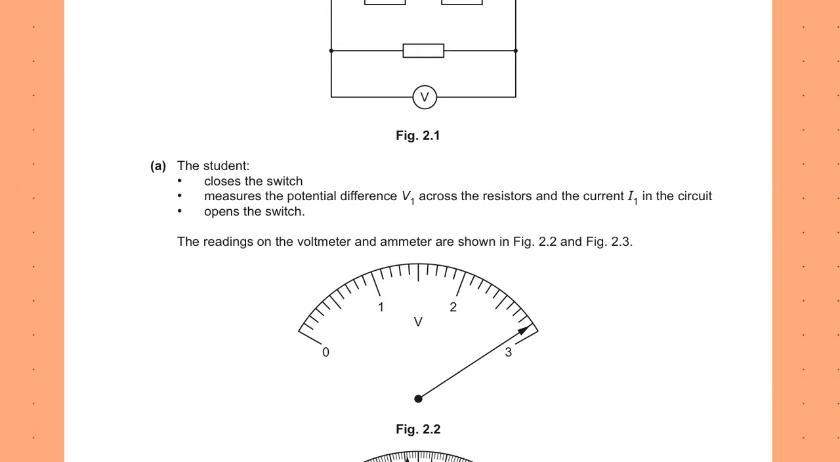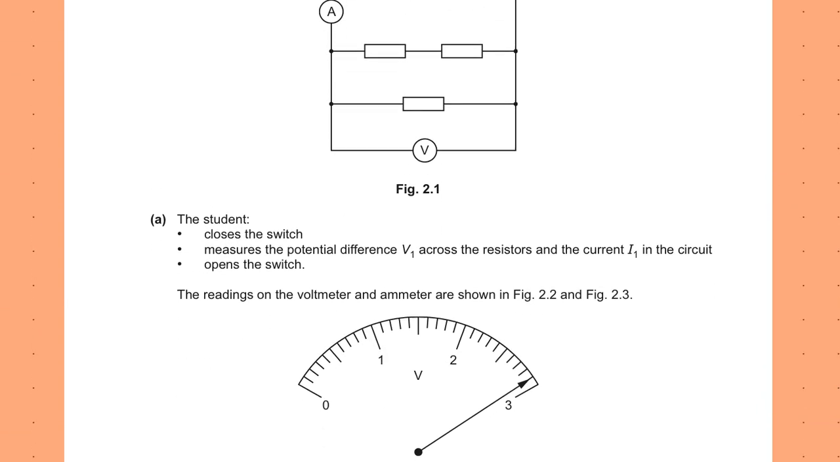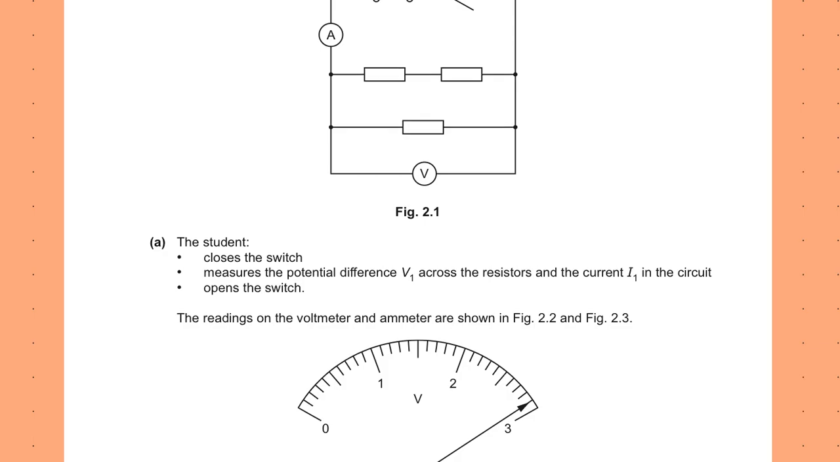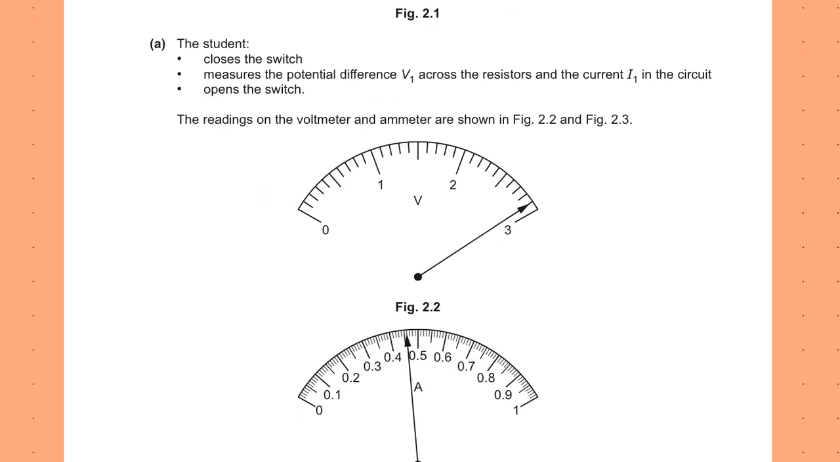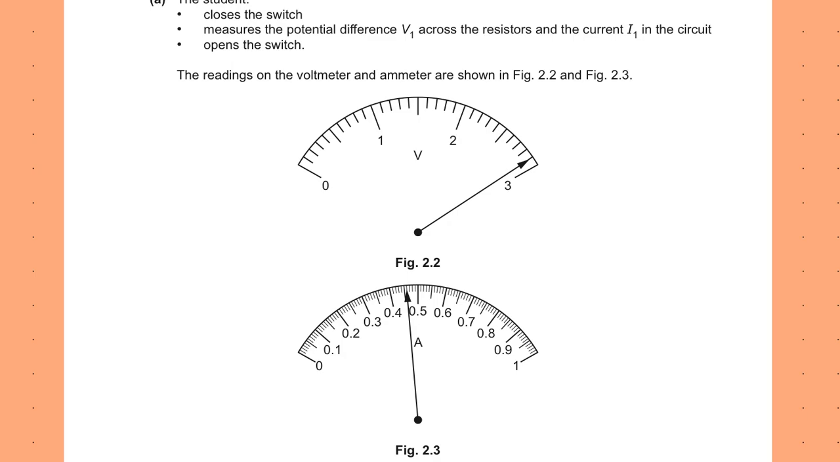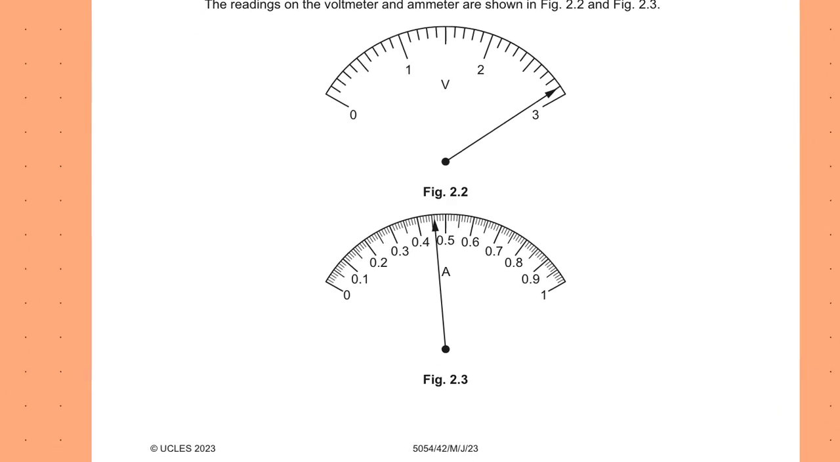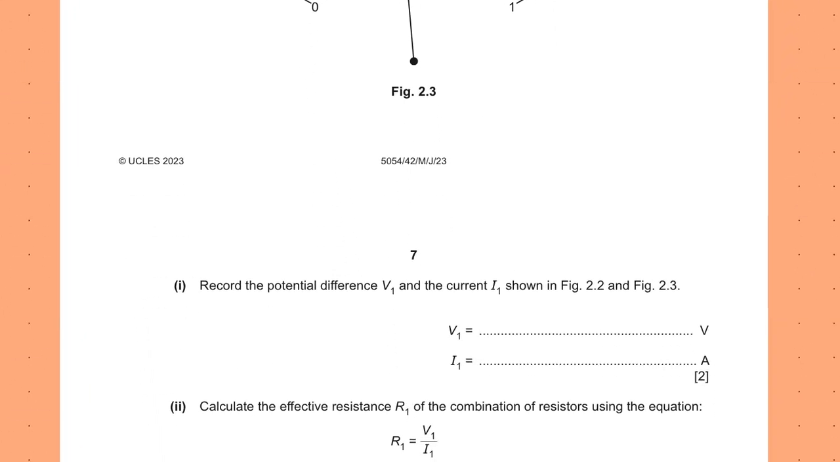The student closes the switch, measures the potential difference V1 across the resistors and the current I1 in the circuit, opens the switch, then again. Readings are shown. So this must be the voltmeter reading, which is 2.9 volts, and this is 0.45, and after that it's another division, so 0.46 amperes and 2.9 volts, right?